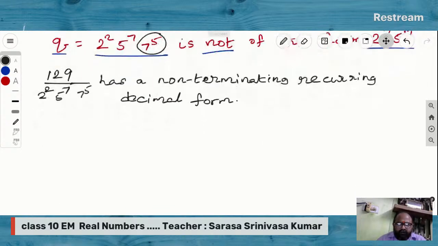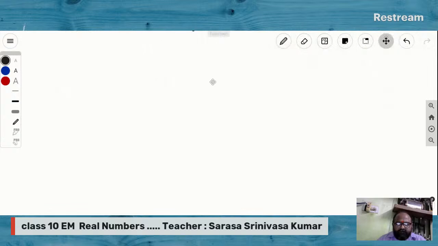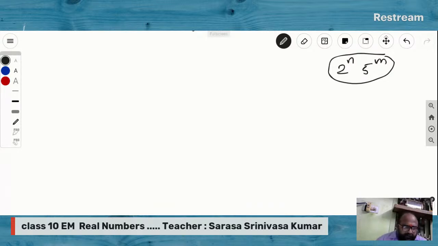We should not have any other numbers other than 2 power n and 5 power m. We must have 2 power n, 5 power m only in the denominator. There should not be any other numbers. If there are any other numbers, then it is a non-terminating decimal. You must understand this.